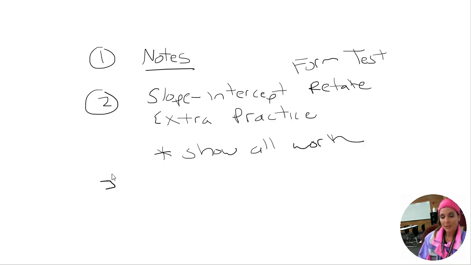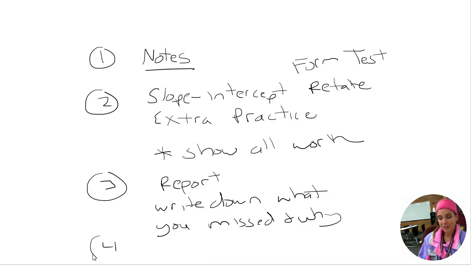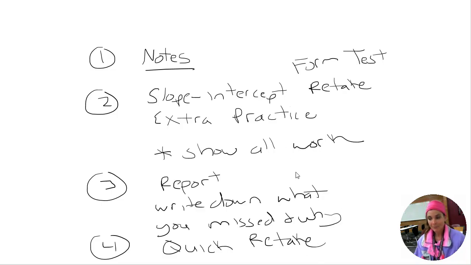Okay, the third thing you need to do is you need to look at your Alex report for your test, and you need to write down what you missed and why. Okay, and then the last thing you're going to do is I will set you up with a quick retake, and I am the one that will put in that password for you. Okay?